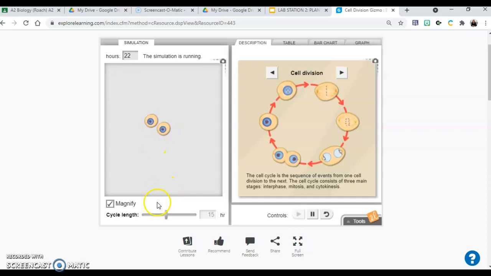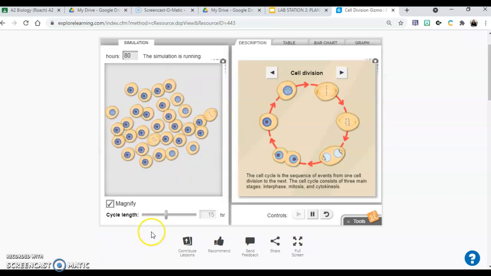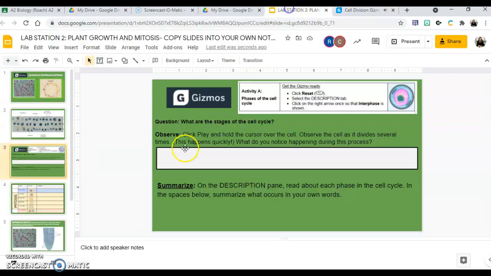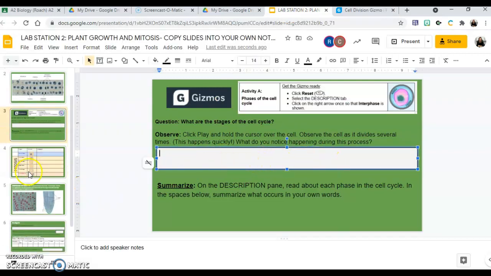We see one cell become two, and we can see that when it's doing that, the cell actually looks different inside when it's dividing. We can see the structure is doing something else when it's undergoing division. And that's all you're doing, taking observations, and you're going to put that over here. Make observations of the simulation.